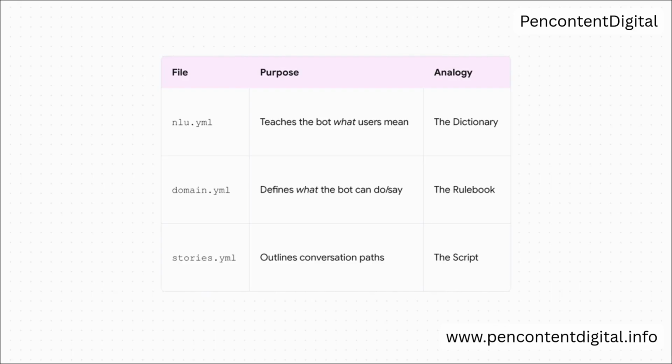The nlu.yml file is its dictionary. It teaches the bot what words and phrases mean. The domain.yml is the rulebook. It defines everything the bot is even allowed to do or say. And finally, the stories.yml file is the script. It lays out how conversations are supposed to go. That's it. A dictionary, a rulebook, and a script. That's the core of your bot.